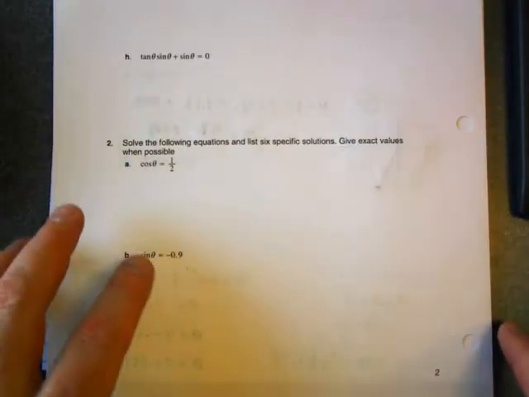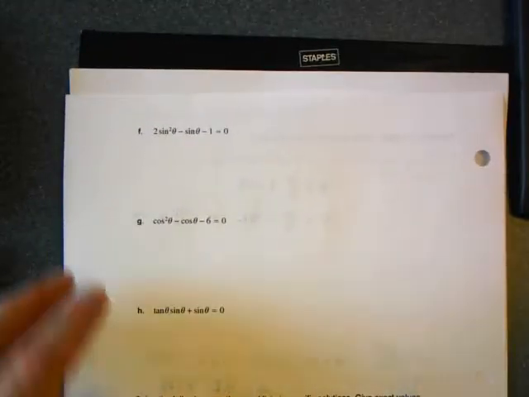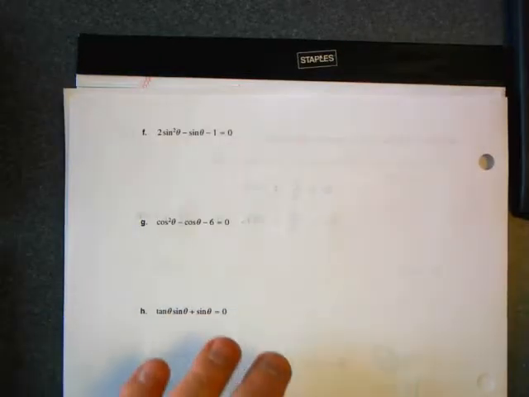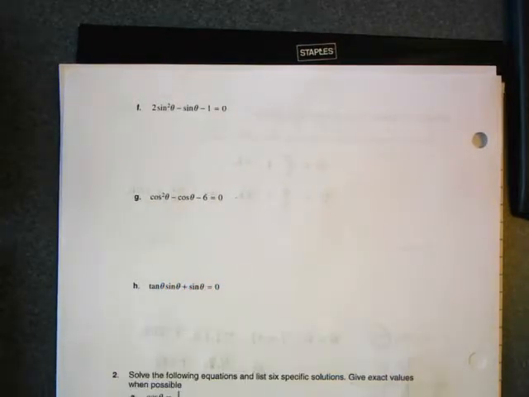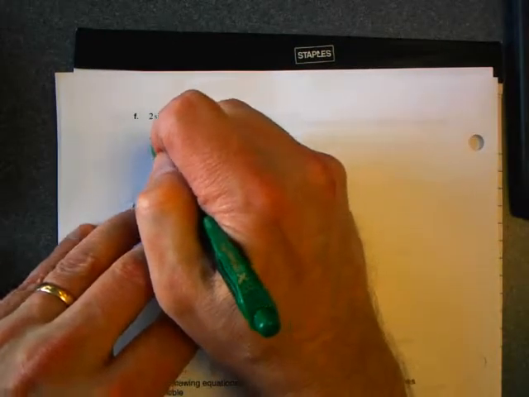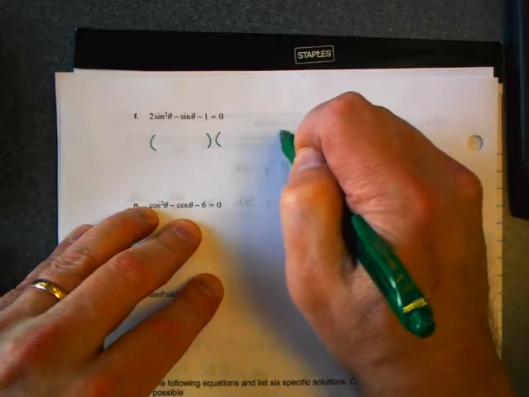All right. Hey, there's more on the back side. 2 sine squared theta minus sine theta minus 1 equals 0. How would you solve that equation? Unfoil it. The proper term for unfoil is called factor. We would factor. Alright, so we're going to have two parentheses like so.